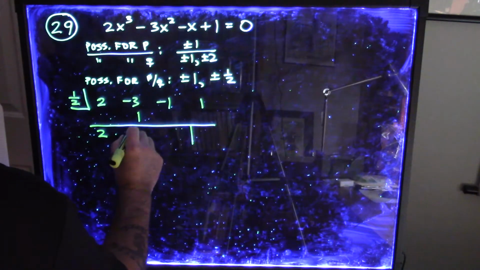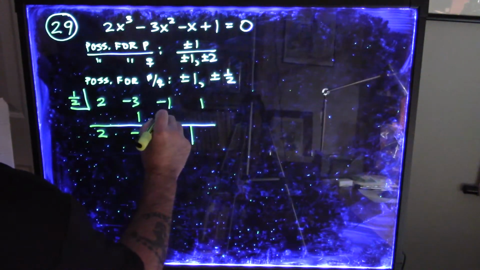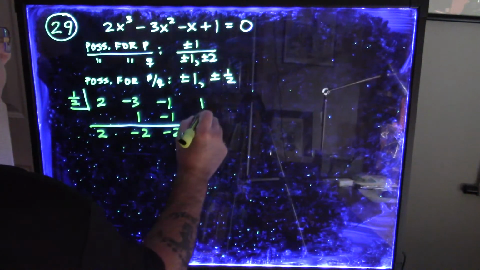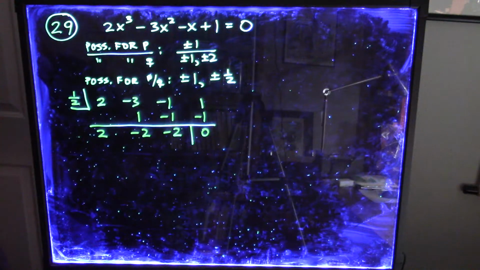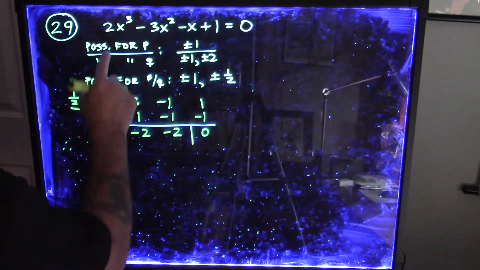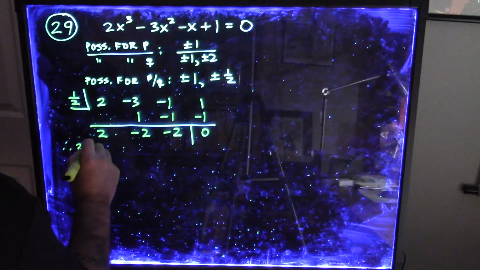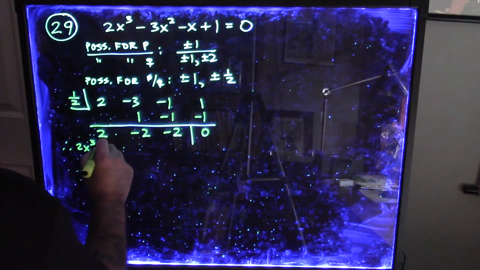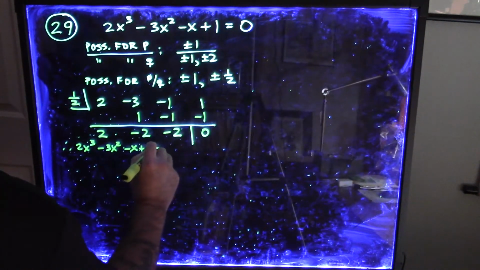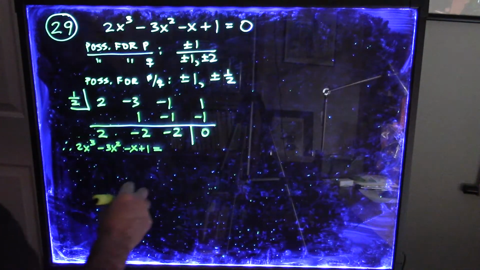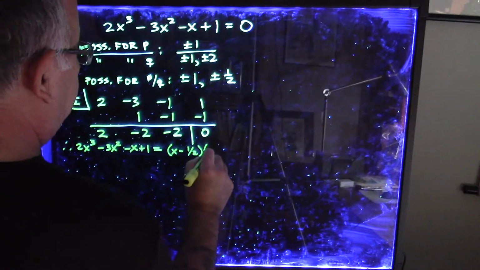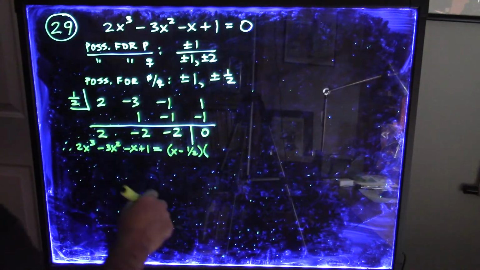So there we go. Therefore, the original polynomial 2x cubed minus 3x squared minus x plus 1 can be written in factored form as x minus 1/2 times 2x squared minus 2x minus 2.